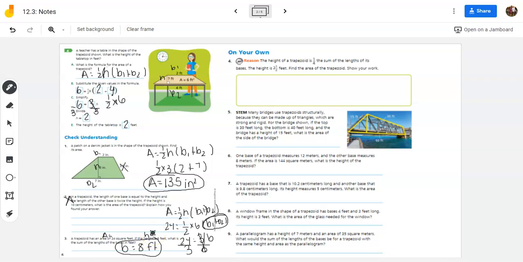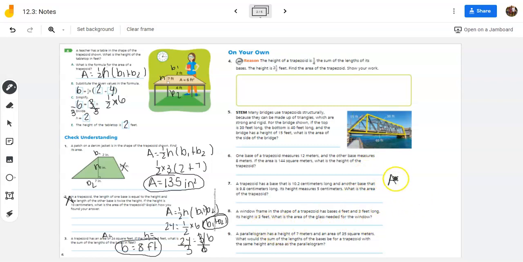Okay, this is on your own. We're on page 397. We're just going to pick and choose a couple of them, and I'm going to go pretty slowly on them to help you out here, because I know trapezoids are more challenging. First one we're going to look at is going to be number 8, right here. A window frame in the shape of a trapezoid has bases of 4 and 3, height of 3. We're going to find the area.